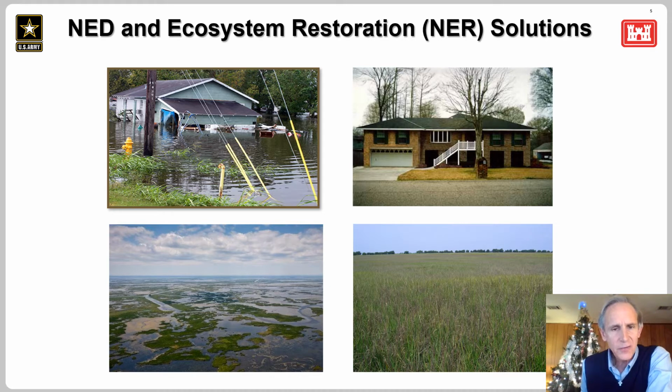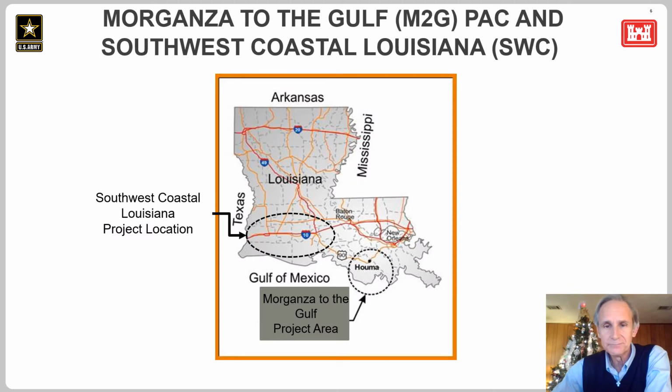Here you can see on the slide to the upper left is your without project with a home being flooded, and then the solution on the right, the NED solution was non-structural measure elevation. And on the bottom left, you see the disappearing marsh for this area right near the Gulf of Mexico. And then on the right is having that marsh come back, with reforestation and marsh creation. So those are the solutions of NER.